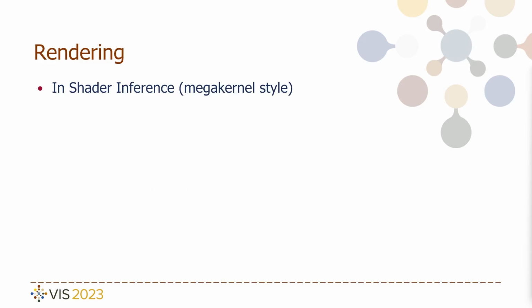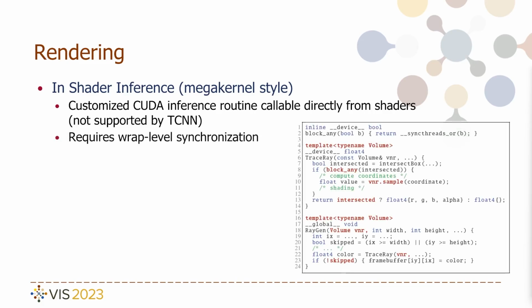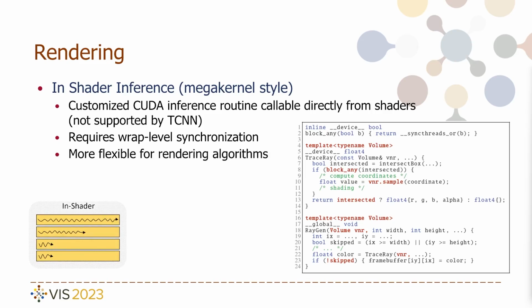For instance, one approach allows the neural network to be directly inferred within shader programs. This necessitates a customized CUDA inference kernel and generally aligns with the megakernel paradigm commonly used in interactive ray tracing. While enabling hardware acceleration does require some low-level synchronization, it doesn't fundamentally alter the rendering algorithm. Therefore, this method is particularly well suited for more complex rendering algorithms. This small diagram provides a high-level overview of how in-shader rendering operates.